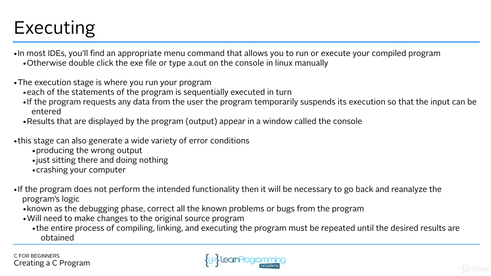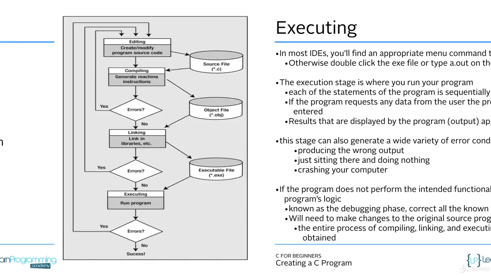If the program does not perform the intended functionality, then you have to go back and edit the source code. You may have to reorganize or redesign. And this is where we talked about the different steps. This is known as the debugging phase, to find and fix your errors. We're going to have a whole section on debugging because it is that important. I mentioned earlier that one of the best ways to learn is to learn through your errors. You're going to constantly go back and edit source code and debug. The entire process of compiling, linking, and executing the program is repeated until you're done, until you have all the results that you need for the functionality of that code.